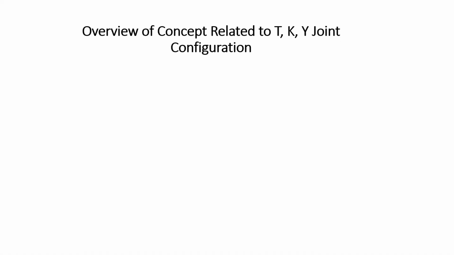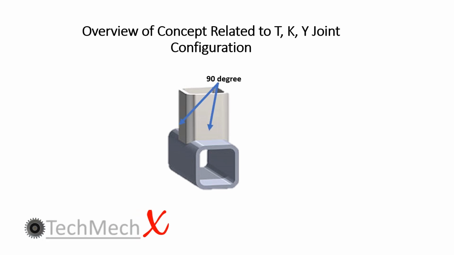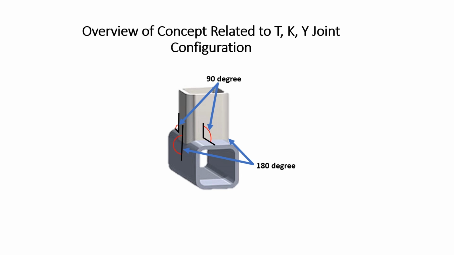Overview of concepts related to TKY joint configuration. Just imagine two box hollow sections intersecting at a 90 degree angle as shown in the picture. If both sections are the same size, the local angle at the side indicated by the arrow will be 90 degrees, while the other two sides will have a local angle of 180 degrees. Here it is important to note that even though the overall intersection angle is 90 degrees, the local angle at the weld configuration changes based on the specific location.